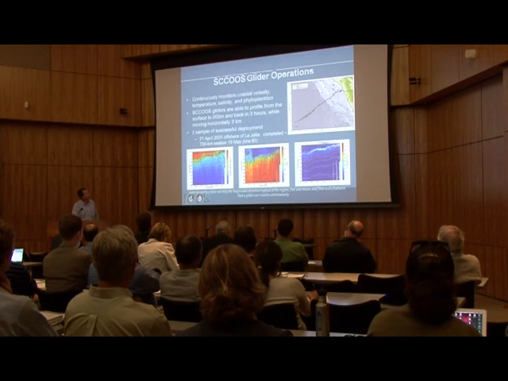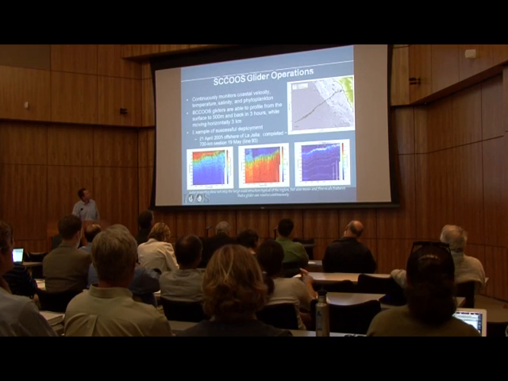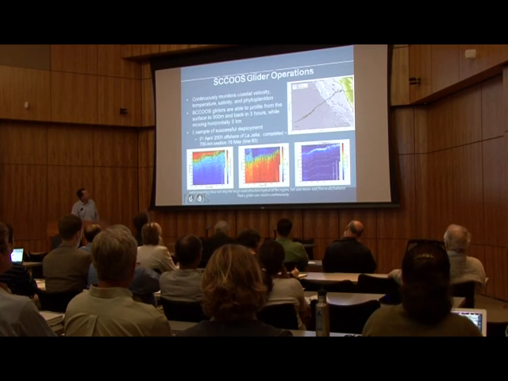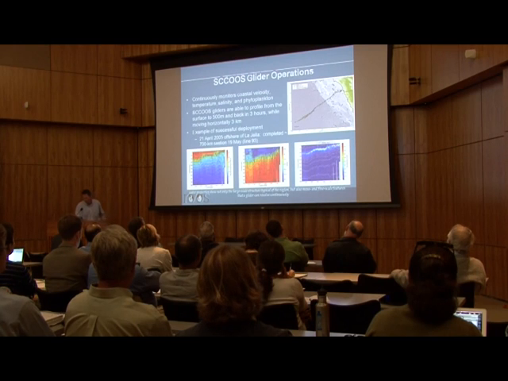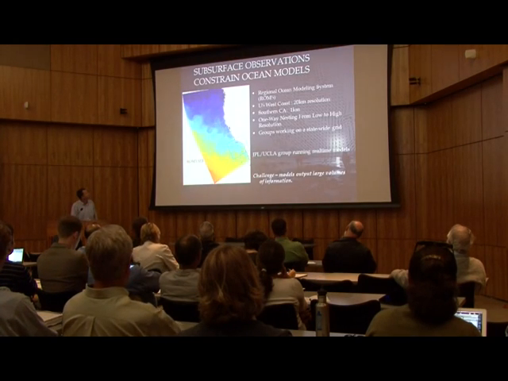This gives a little more details of how these gliders are used. Really calling your attention to this graph here. This is crossing over an eddy that was present in the area, and these are elevated levels of chlorophyll fluorescence, and it indicates where some of the biological productivity is.